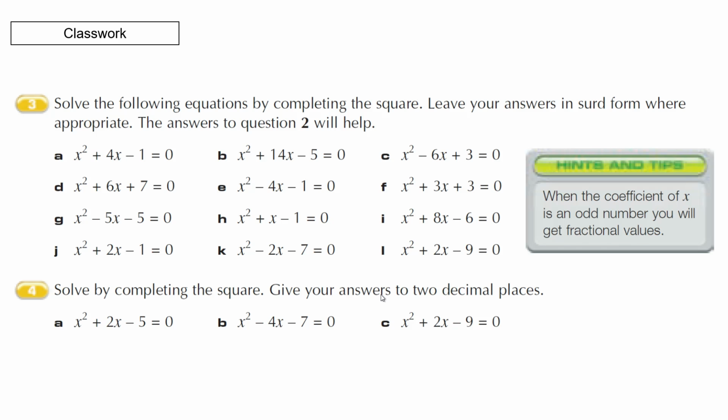And classwork for you. So on question 3, you don't need a calculator because they've said leave your answers in surd form where appropriate. So if you don't get a whole number, just leave it in surd form. No need to put it in the calculator. However, on question number 4, you've got to complete the square and give your answers to 2 decimal places, as we've been doing. So you've got to change that surd into decimals. Good luck.